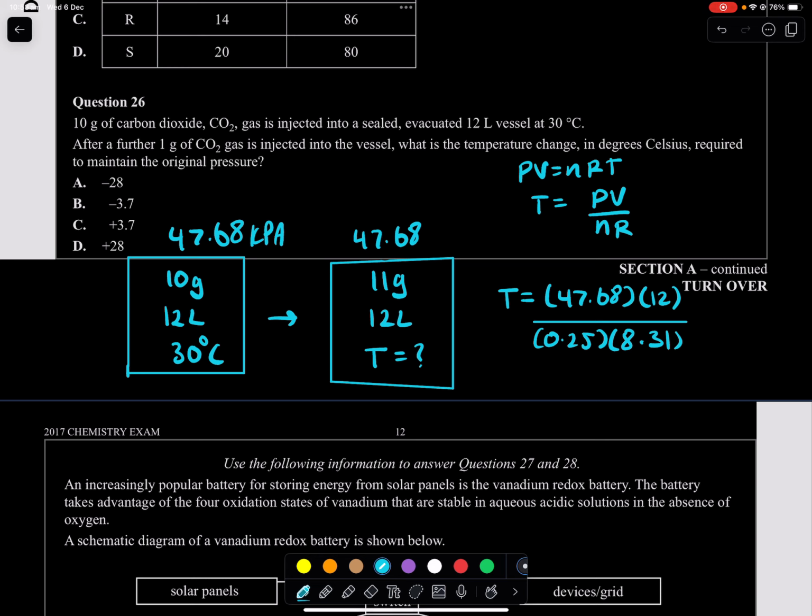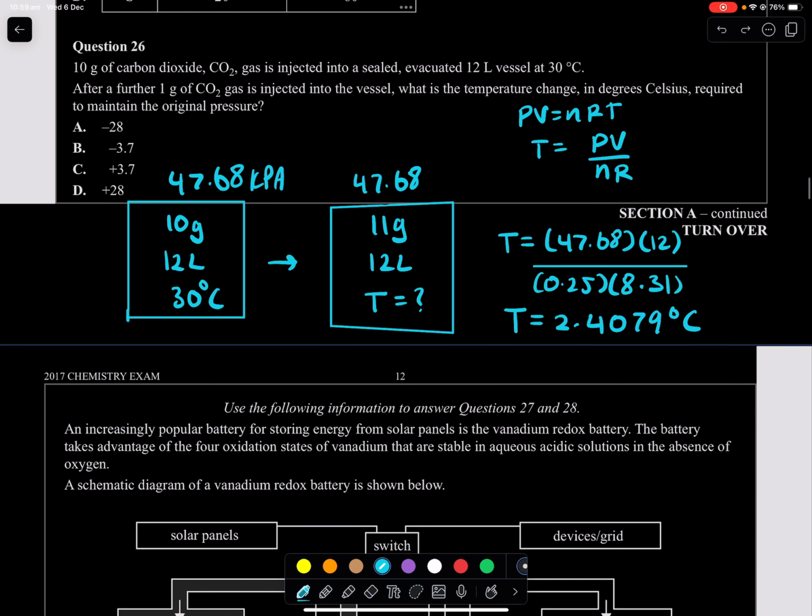So let's write all those down. 47.68 times 12, divided by 0.25 times 8.31. And that gives me 275 point something. That's in Kelvin. So we're going to minus 273 to get it into degrees Celsius. That's going to be, our temperature is 2.4079 degrees Celsius.